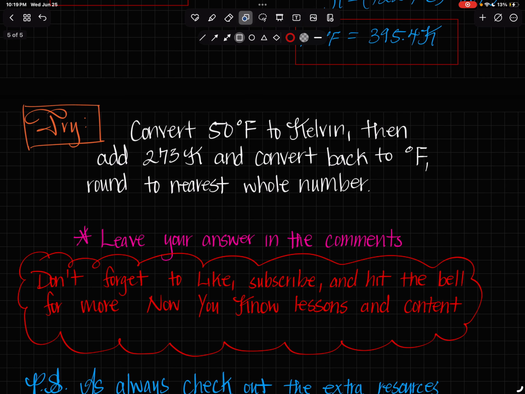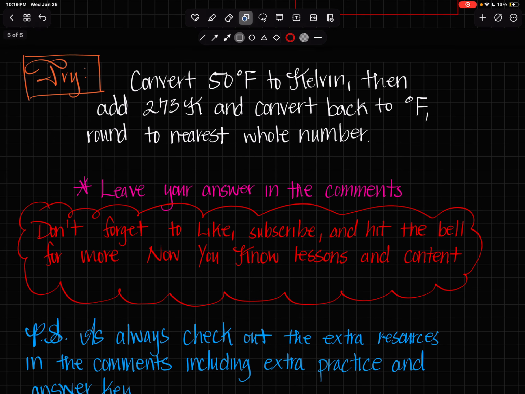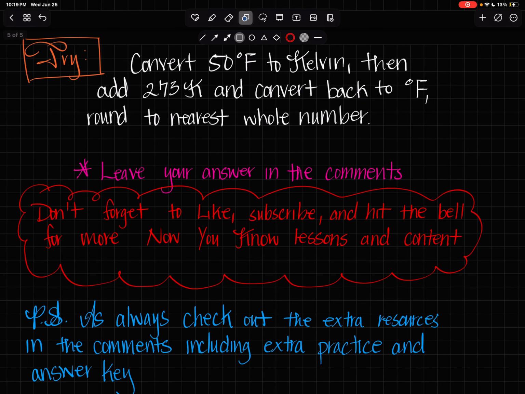So go ahead and try this challenge problem. Convert 50 degrees Fahrenheit to Kelvin, then add 273 Kelvin, and convert back to degrees Fahrenheit. Round to nearest whole number. Go ahead and leave your answer in the comments.